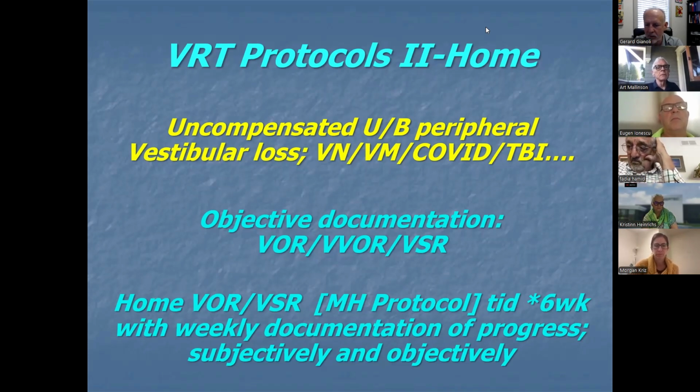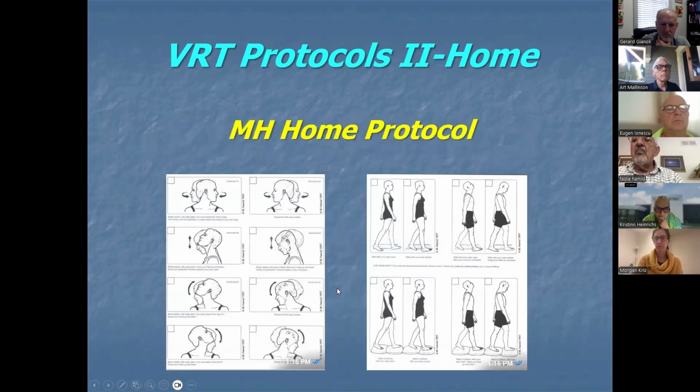So Mo, we're kind of running over time. I know you've got a couple other slides. Yes, okay. So the home therapy: if the patient is able to do home therapy, we give them vestibular rehab to help them. We can go to the next slide, and this is the handout that we give patients, and it's basically a VOR and a VSR and visual vestibular protocol. Next slide, please.